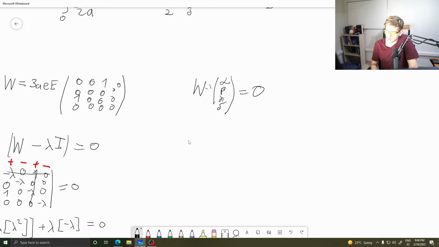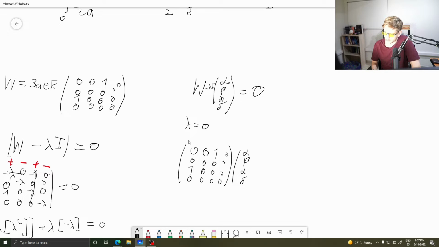W minus, of course, our eigenvalues. Okay, so we will do that for each one of the eigenvalues. So for lambda equals 0, we'll have W minus 0, so we get the same thing. So we get 0, 0, 1, 0, 0, 0, 0, 0, 1, 0, 0, 0, 0, 0, 0, 0. This times alpha, beta, gamma, and delta has to be equal to 0.